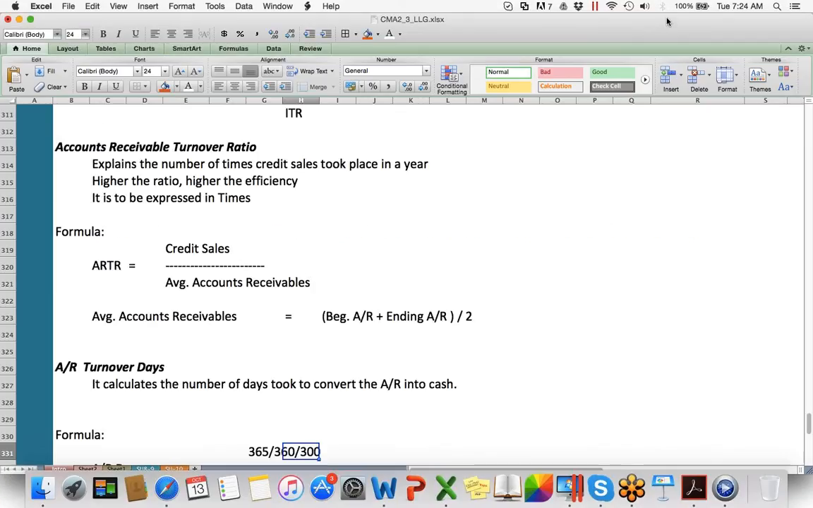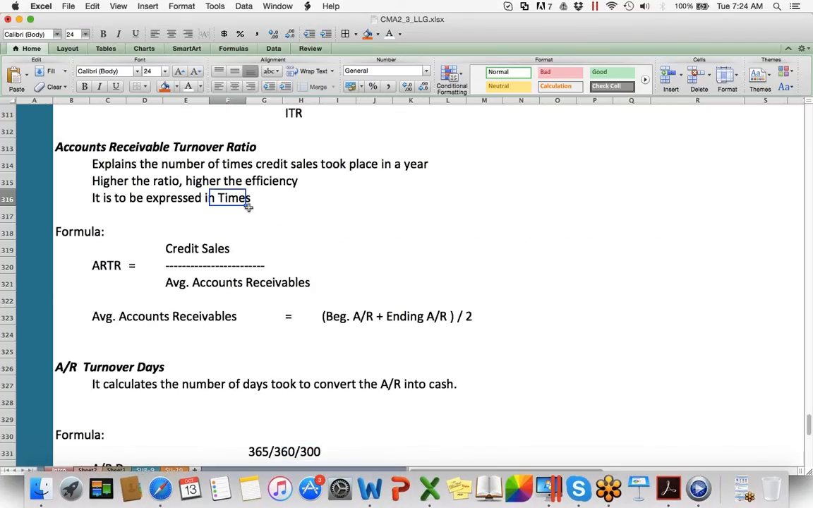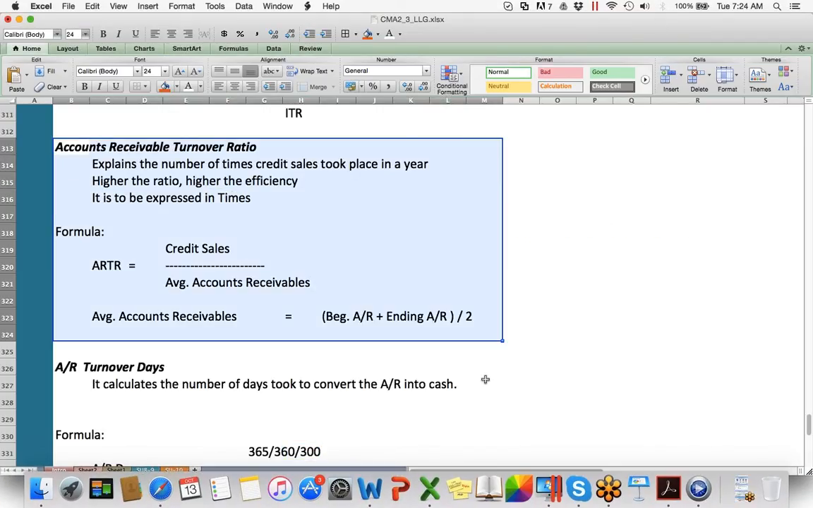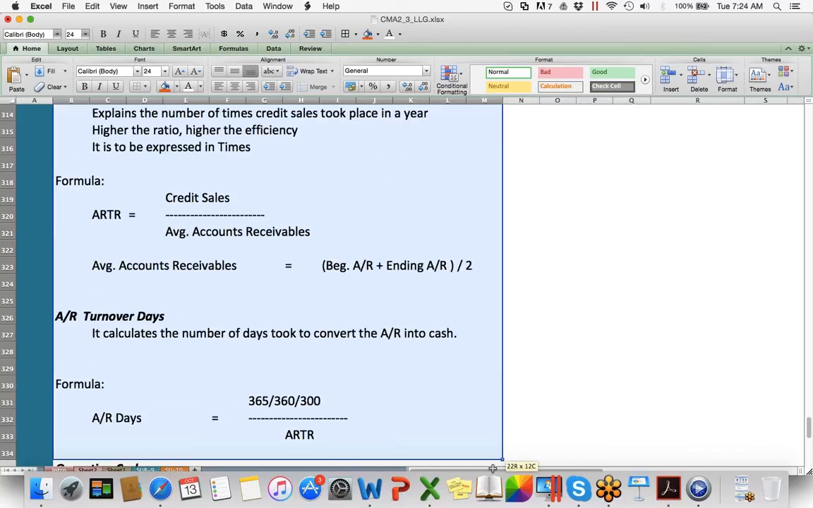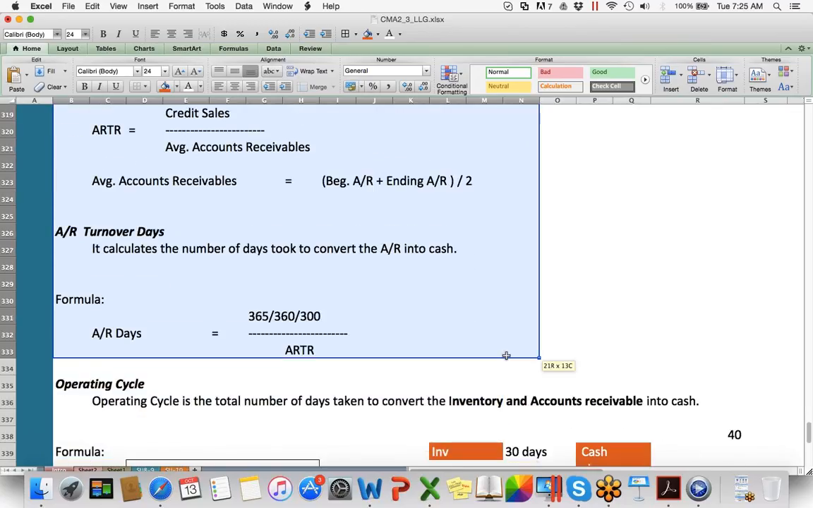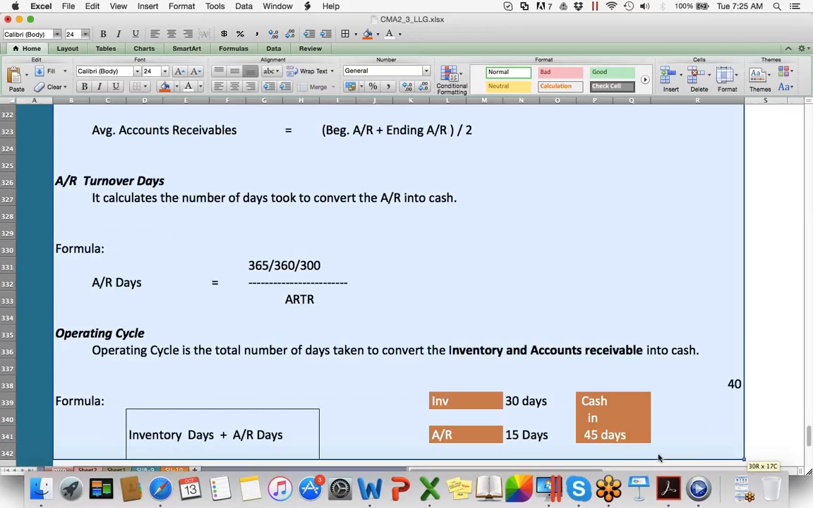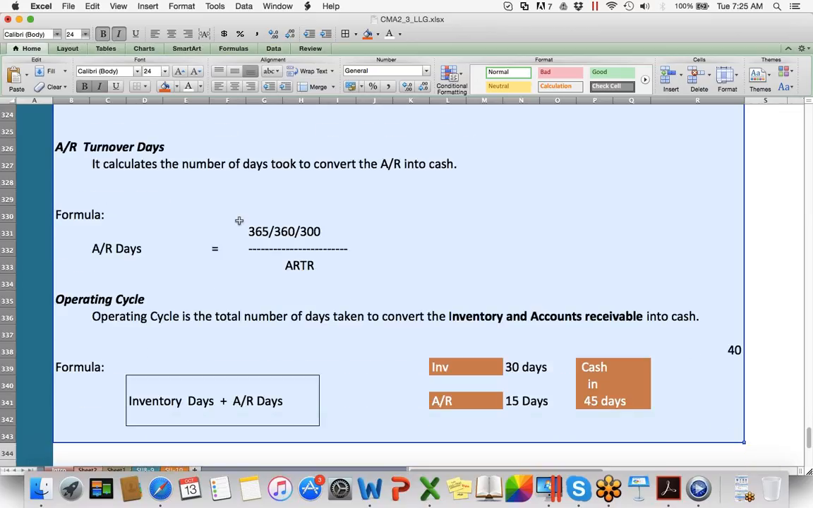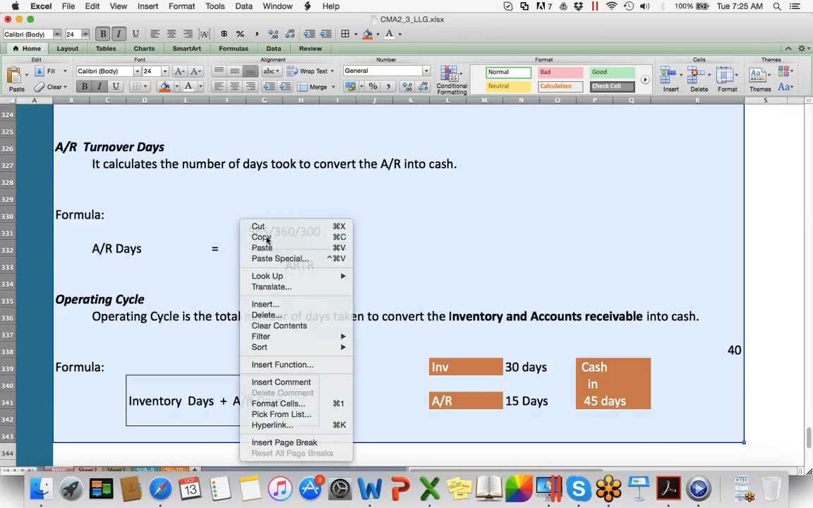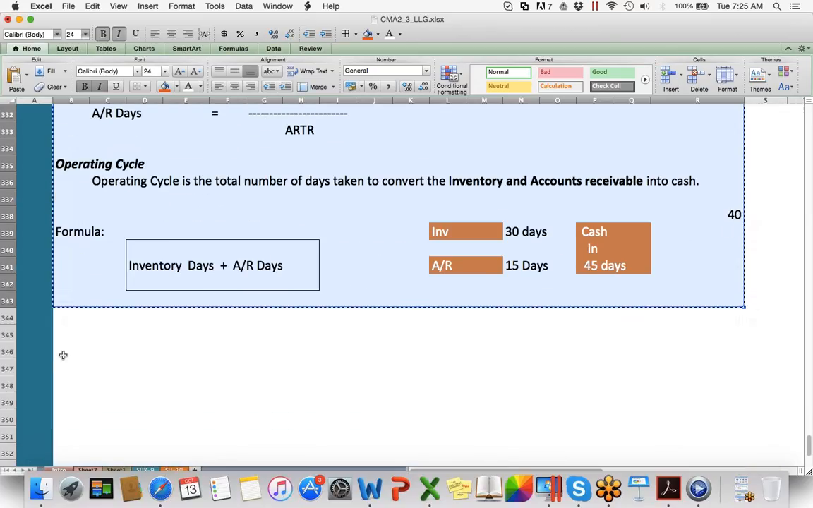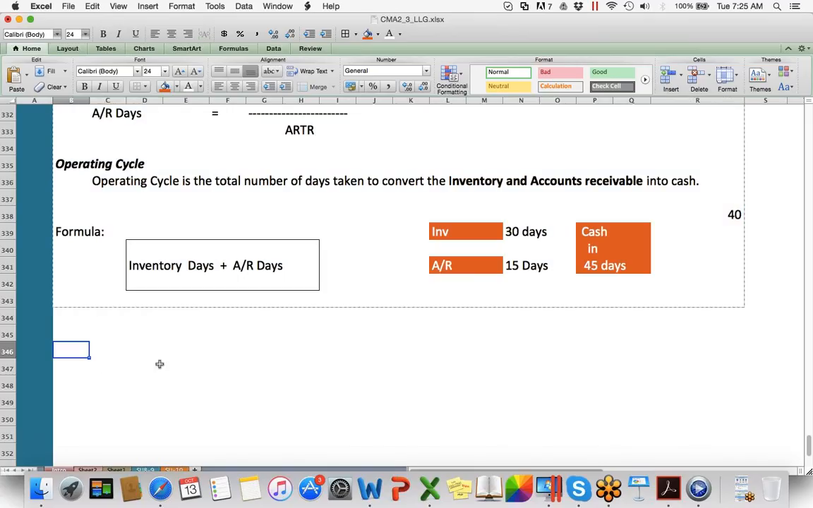Now let us discuss accounts payable turnover ratio and accounts payable days, which is just a replica of accounts receivable turnover ratio. Okay, and it is the same as what we have in accounts receivable. Let's discuss in detail accounts payable turnover ratio.